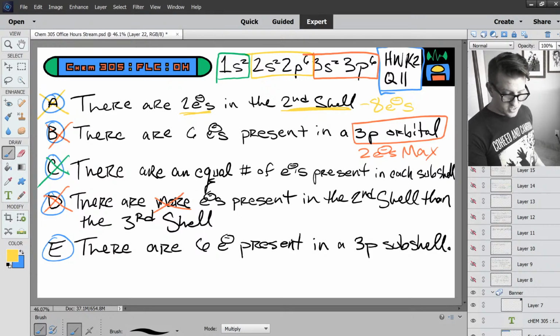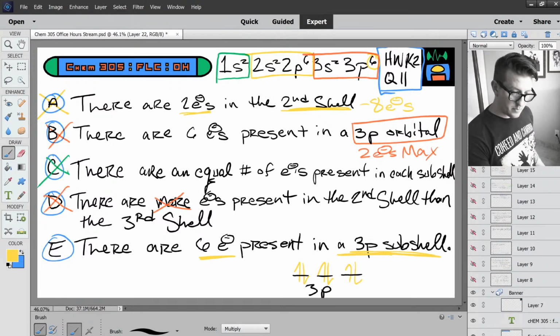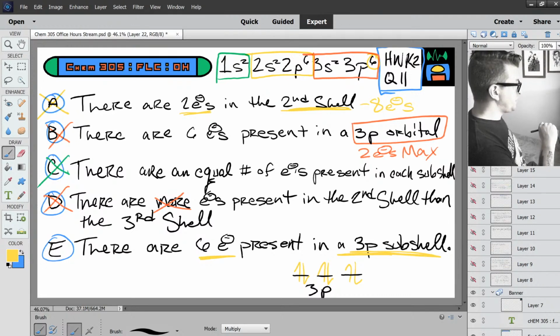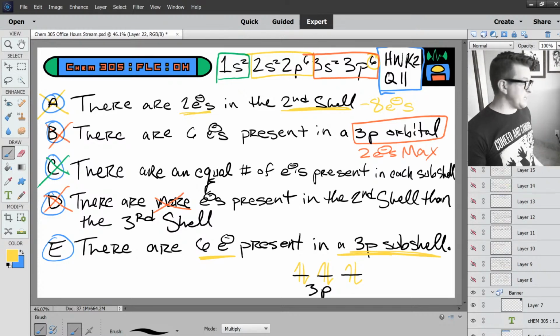E says that there are 6 electrons present in a 3p subshell. That is correct because there are 3 p orbitals in a p subshell, and 3 orbitals hold a maximum of 6 electrons, and that is exactly what we see here in this problem. So that is the answer to number 11. Again, it may not be E in yours, it jumbles up the answers every time, but that is the correct one.